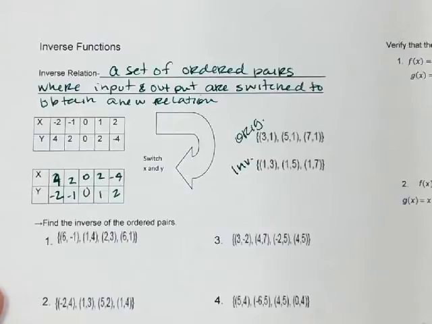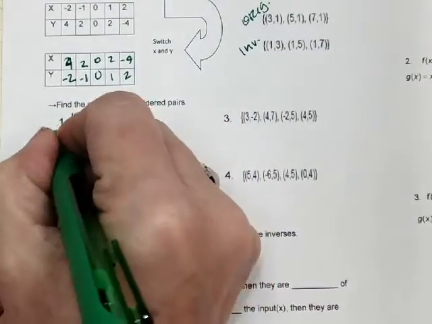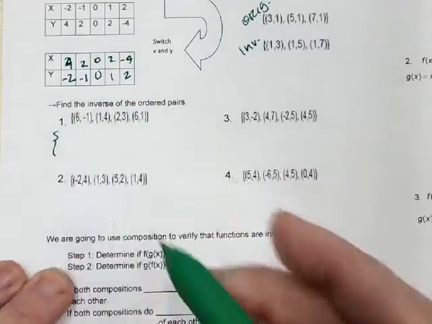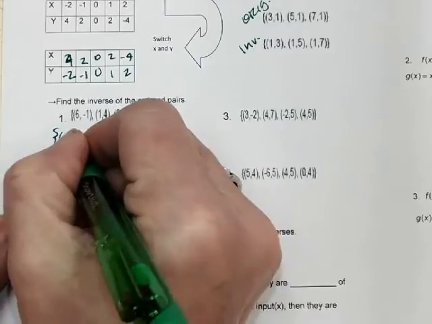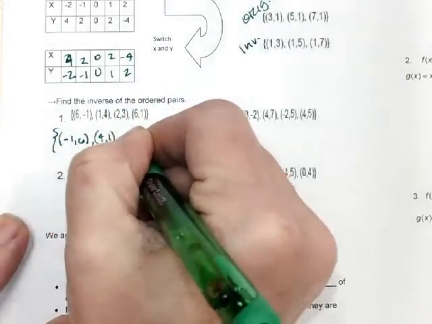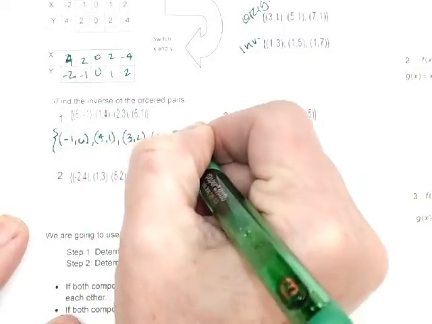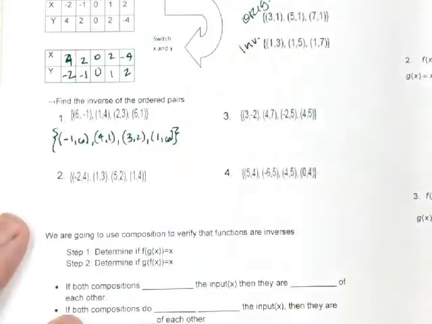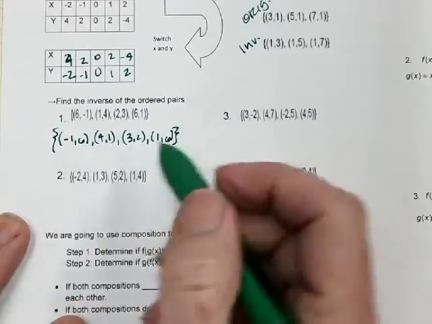From a set of ordered pairs, you do the same thing. You just switch the x's and the y's. We're going to write it in that set notation because it is a set of ordered pairs, and my ordered pairs now become negative 1, 6, 4, 1, 3, 2, and 1, 6. And that's my inverse of my original relation, of my original set of ordered pairs.